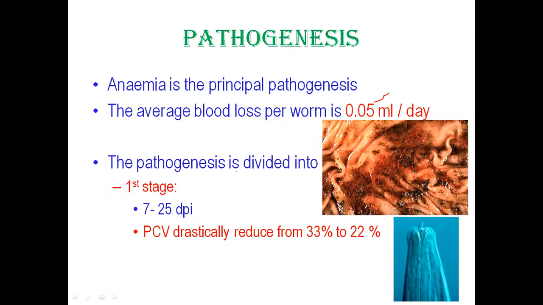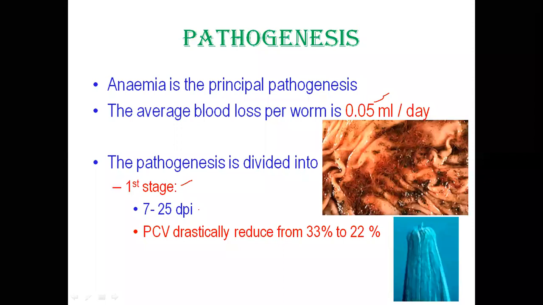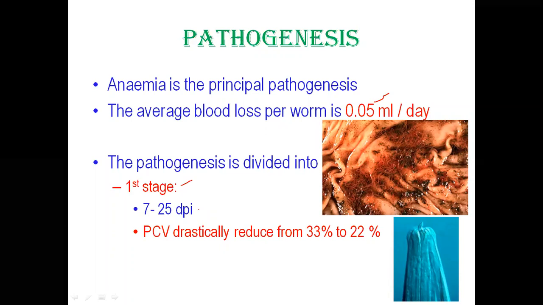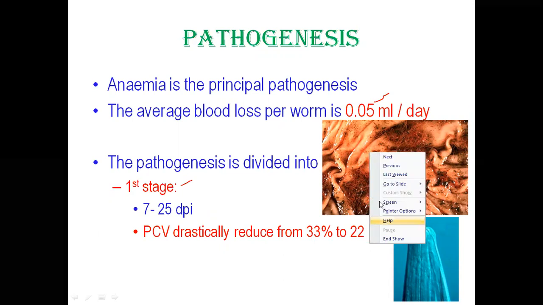The pathogenesis is divided into certain stages. The first stage occurs during the first 1 to 3 weeks of infection. During this period, the PCV, or packed cell volume, will drastically reduce from 33 to 22%. That means the number of RBCs reduces severely.